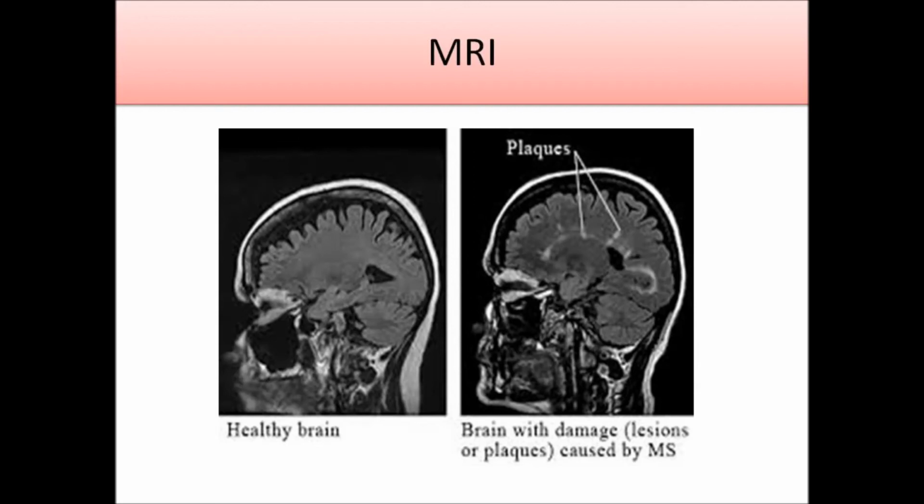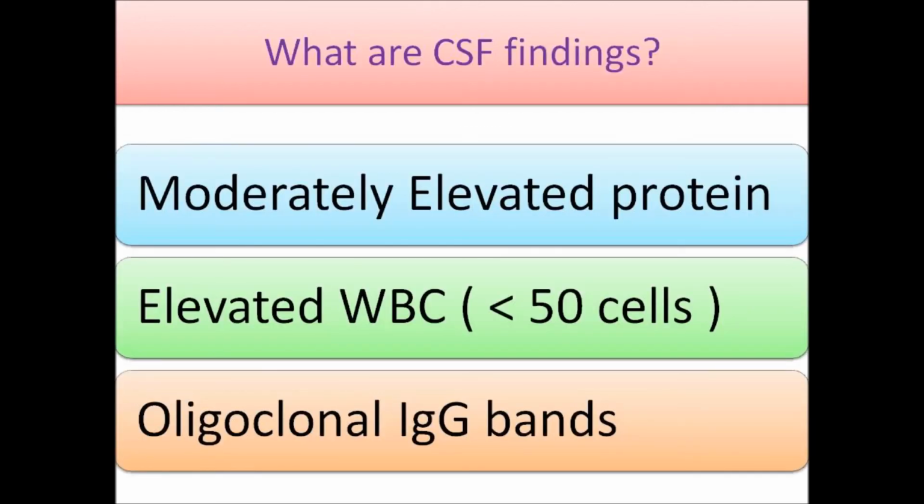So what other investigations do we do? We can do CSF examination. This is not necessary, but it is helpful. It will show moderately elevated proteins, or even mild elevated proteins, so the elevation is not as high as in the case of Guillain-Barré syndrome. Also, there is moderate elevation of cells, white blood cells, especially T lymphocytes, but the elevation is also mild, less than 50 cells are seen, so it is not as high as in the case of infection.